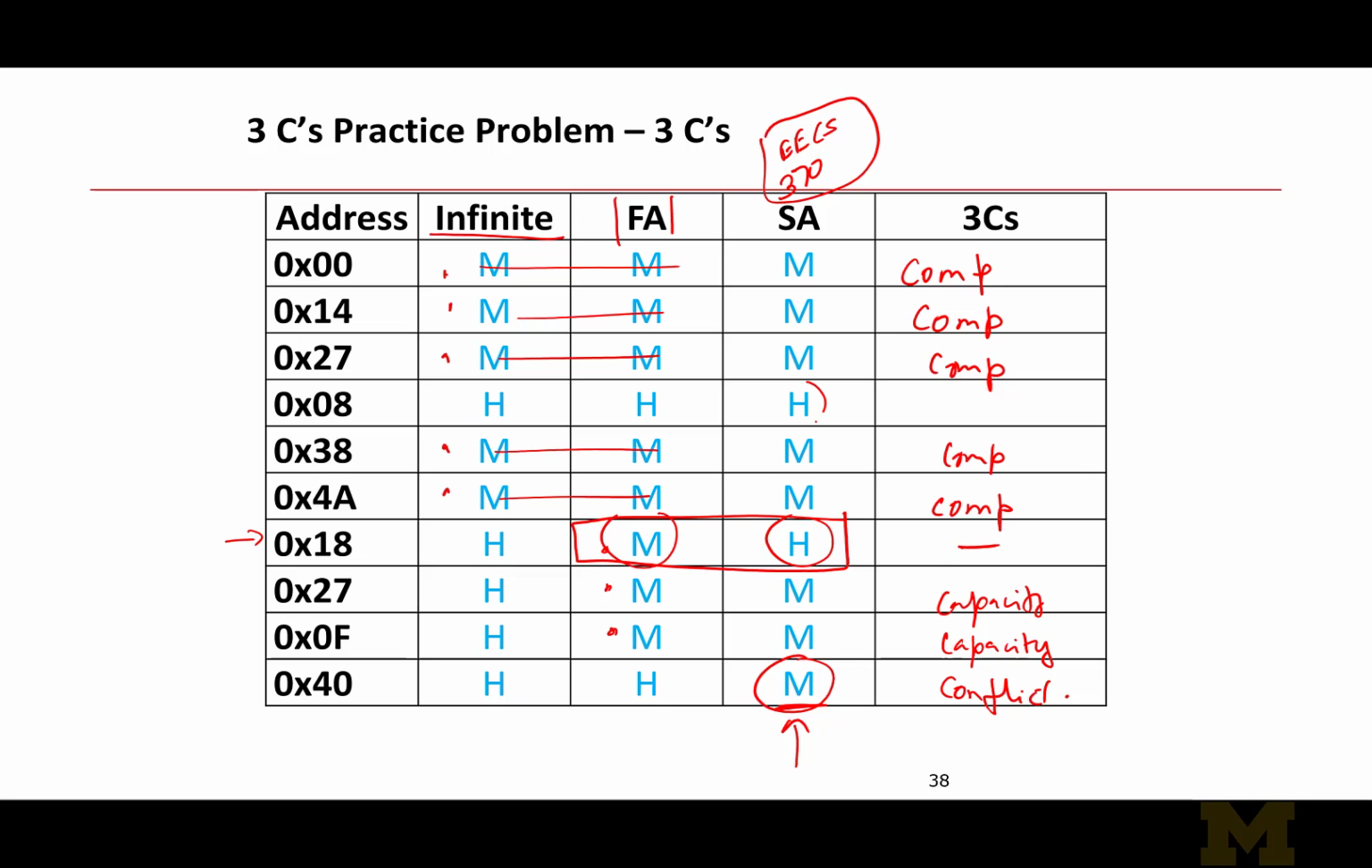And this one is also a hit, so therefore that's not applicable. So our end goal is to classify the misses in the given cache into one of these 3 types, and the reason why we simulated these 2 is so that we can classify these misses into one of these 3 types. Okay.